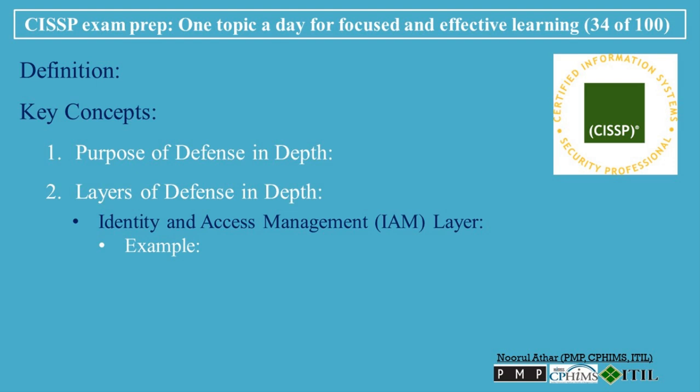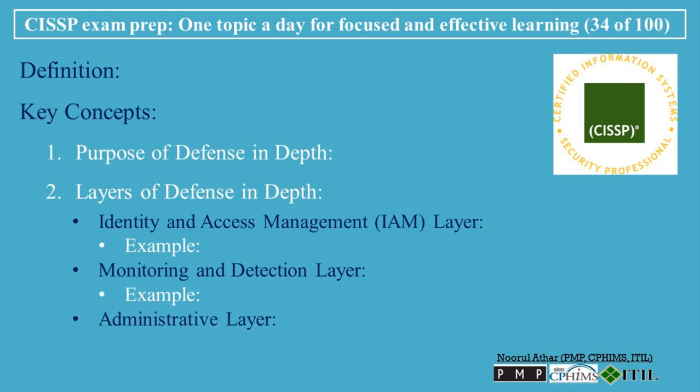Example: MFA ensures that users authenticate with both a password and a secondary factor, e.g., a smartphone app, before gaining access to sensitive systems. Monitoring and detection layer, involves continuous monitoring of network and system activity to detect anomalies and potential threats. Controls include security information and event management (SIEM) systems, intrusion detection systems (IDS), and behavioral analytics. Example: a SIEM system collects and analyzes logs from multiple sources to detect unusual patterns, such as repeated failed login attempts, that may indicate an attack.